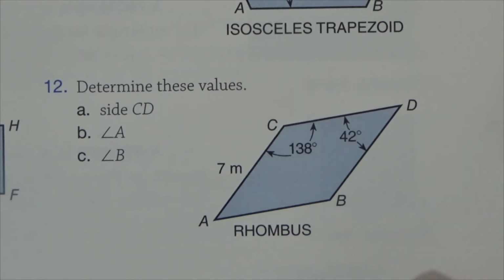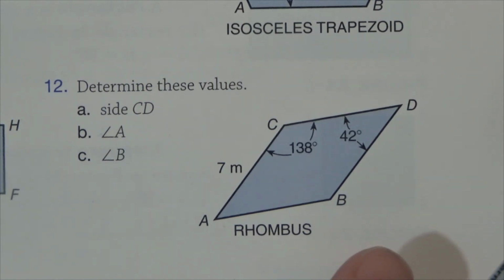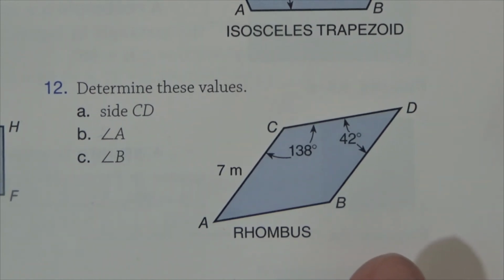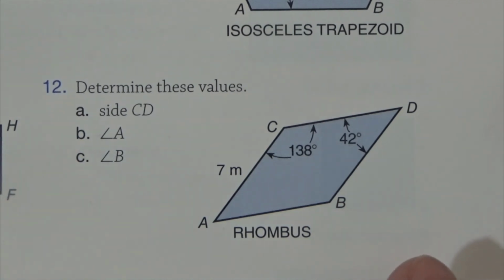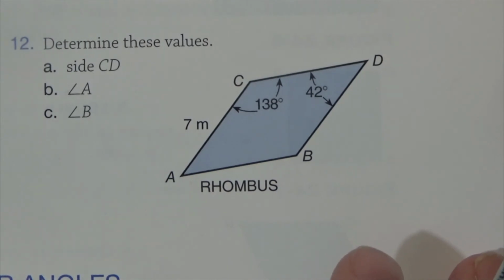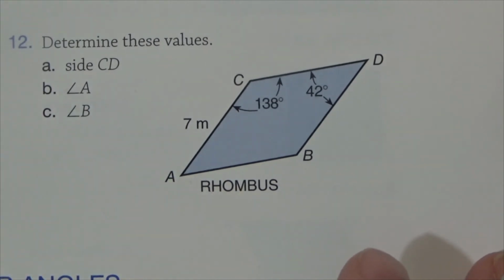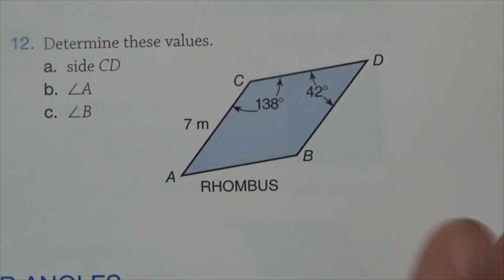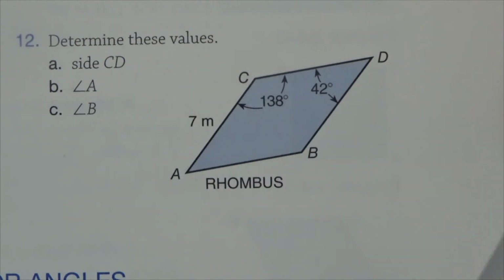So that is some basic stuff about parallelograms and some specific things about the quadrilaterals. So we talked about polygons, quadrilaterals, pentagons, hexagons, and octagons, and what regular means, and what equilateral means, and what equiangular means, and then some specific things about some quadrilaterals.